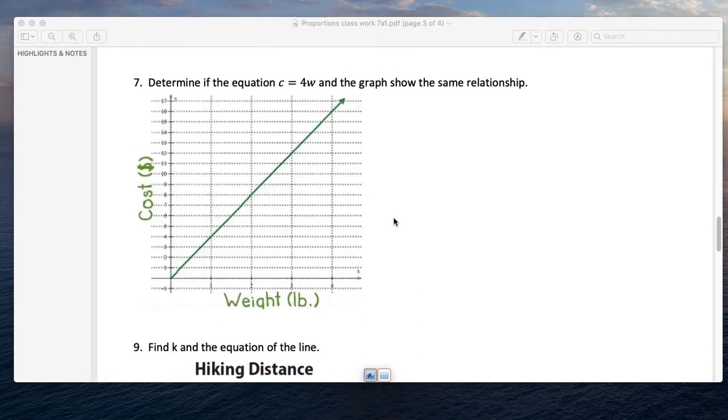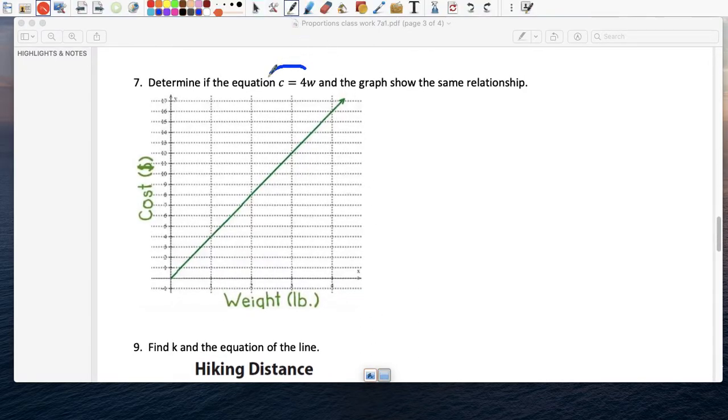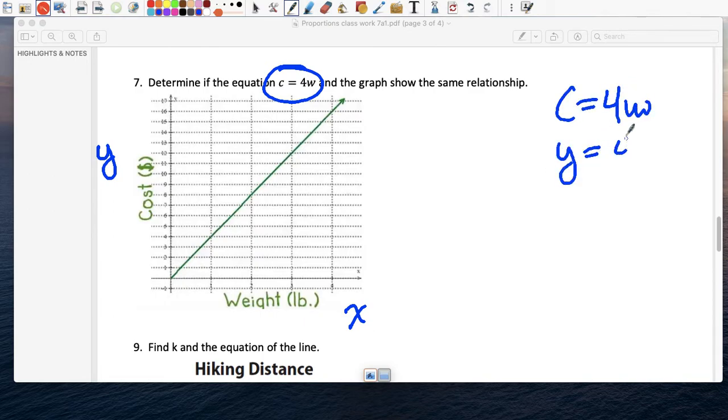So C, or C7, they're asking you, is this equation the correct equation? So C equals 4W. If you notice, C is on the y-axis, and weight, which is W, is on the x-axis. So this is the same thing. Esa es la misma cosa que y equals 4x. Okay, it's the same thing, instead of the C and W.